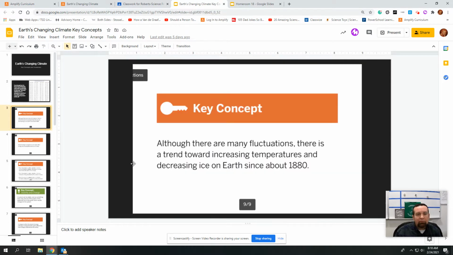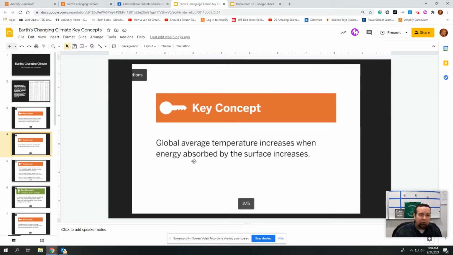So starting up at the top, our first key concept: we have seen and been able to measure a steady trend that has shown us that we have increasing temperatures. And that's been happening since 1880. We've also had increasing ice as a result of that. And really, to break that concept down a little more scientifically, we would say that the average temperature increases when energy absorbed by the surface increases. So again, we're talking about energy being absorbed or being taken in, similar to our light waves unit.